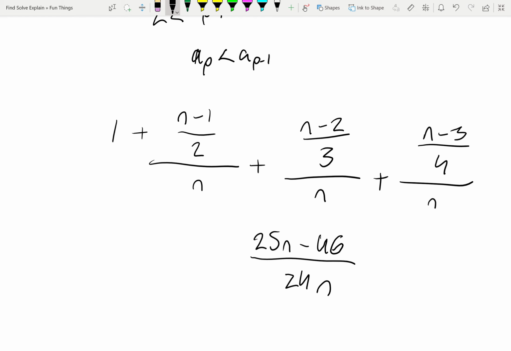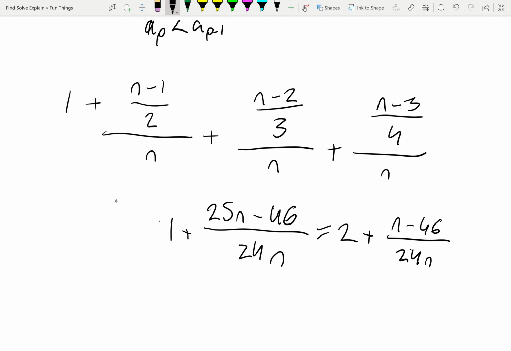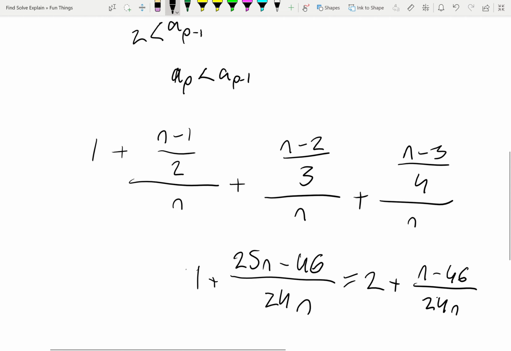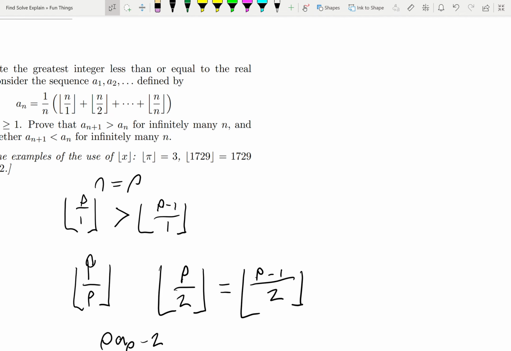Which, of course, can simplify to 1 plus... this is the same as 2 plus (n minus 46) over 24n. So as long as n is greater than 46, then it absolutely has to be greater than 2. In reality, it becomes greater than 2 much faster than before n equals 46.